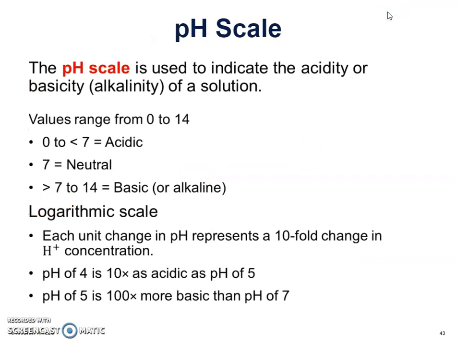The pH scale is used to indicate the acidity or the alkalinity of a solution. So acids are substances on that scale from 0 to 7. 7 is neutral, and anything that is from a 7 to a 14 is basic or alkaline. Each change in pH represents a tenfold change in the hydrogen ion concentration. So the pH of 4 is 10 times as acidic as the pH of a 5. And a pH of 5 is 100 times more basic than a pH of 7.